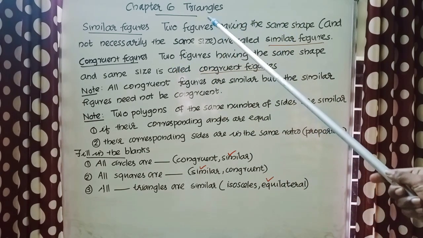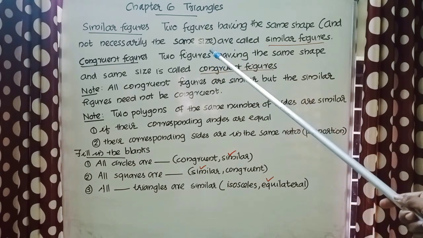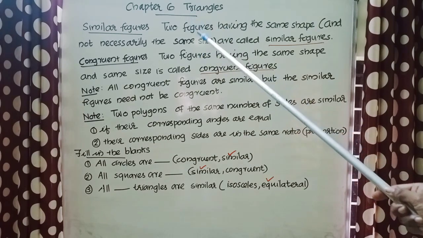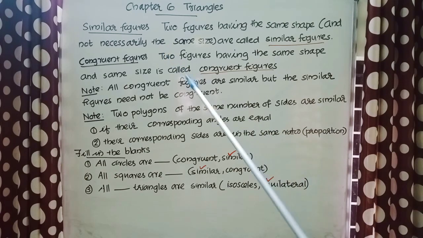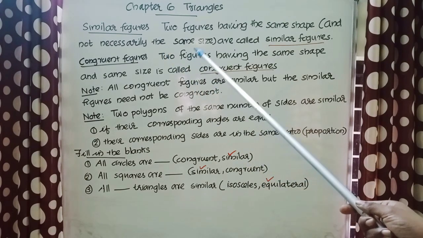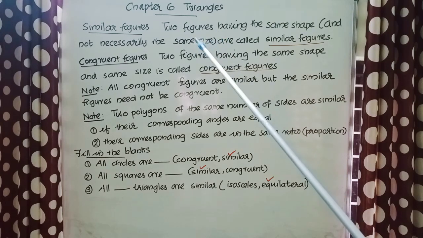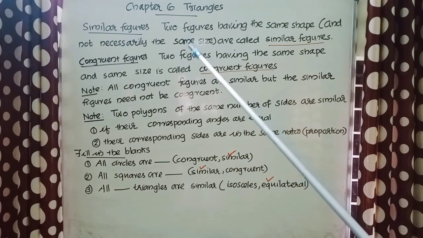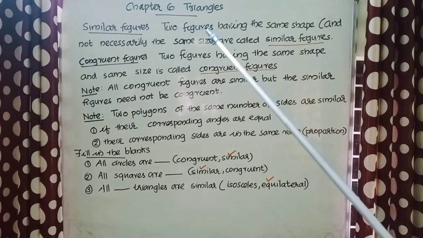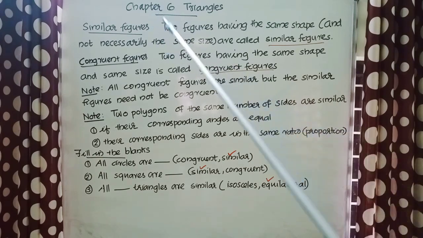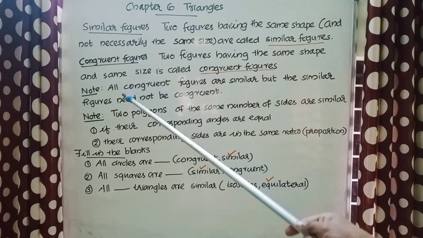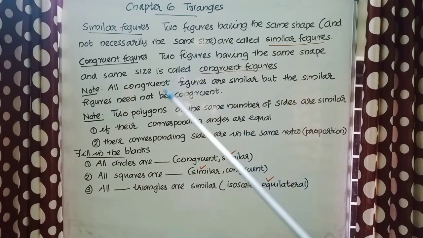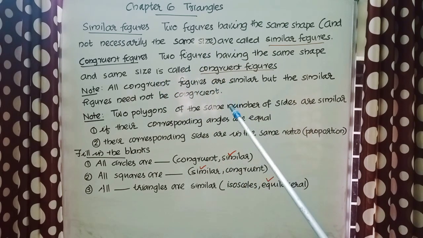For example, suppose we are taking copies of our photograph. If we are taking copies of the same size, they are congruent figures because they have the same shape and the size is also the same. If we are taking copies of our photograph with different sizes, they are similar figures. Not all congruent figures are similar, but similar figures need not be congruent.